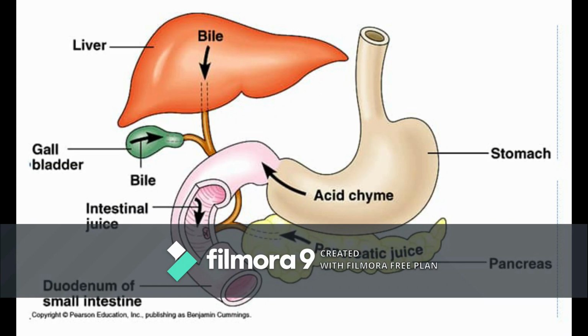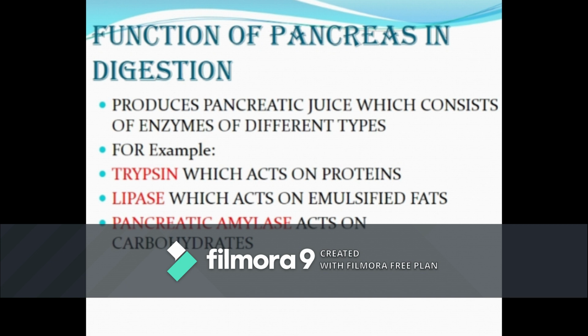Now in the diagram, you can see the pancreas. The pancreas lies beneath the stomach. Pancreatic juice is secreted by the pancreas and is released into the small intestine. Pancreatic juice is slightly alkaline. This juice contains three main enzymes known as trypsin, amylase, which is also known as pancreatic amylase, and lipase. Now let us see how these enzymes break down food.